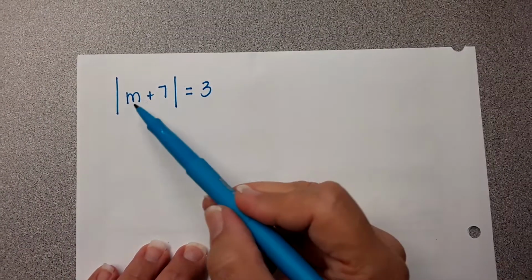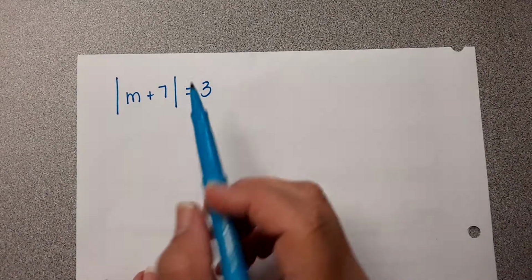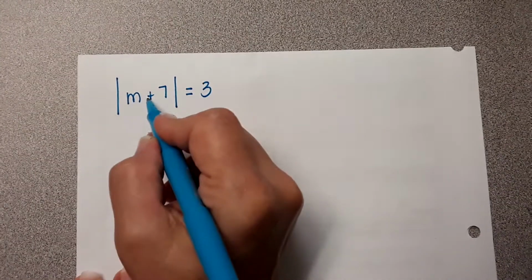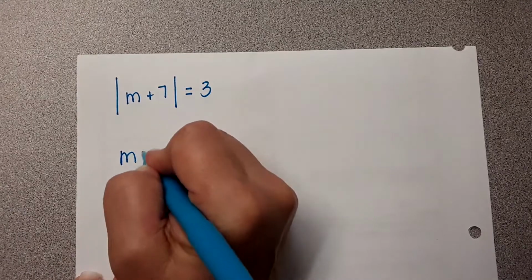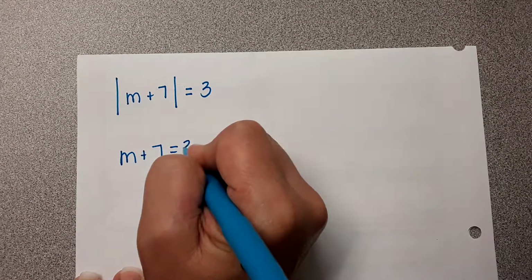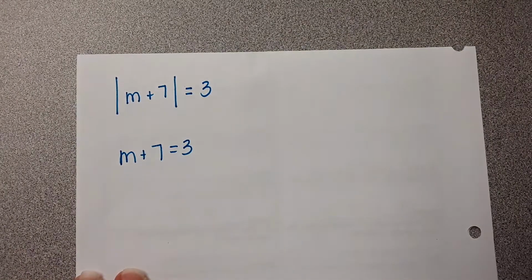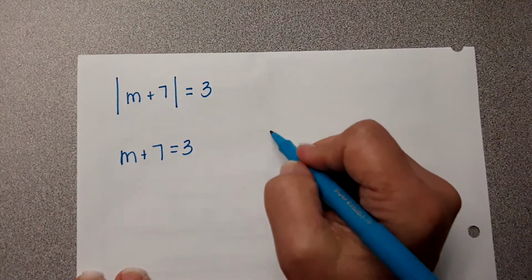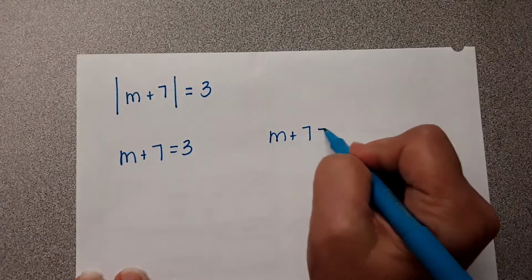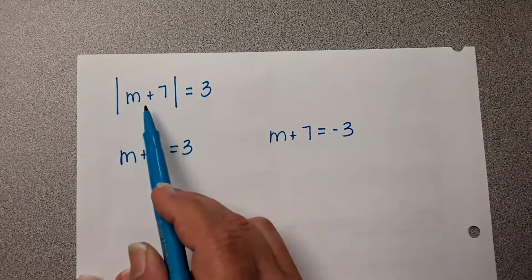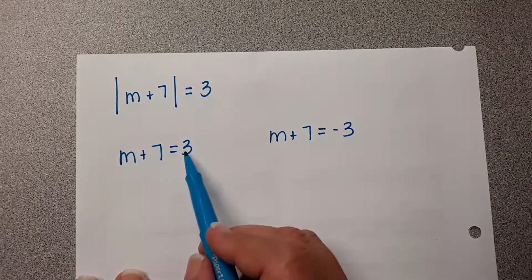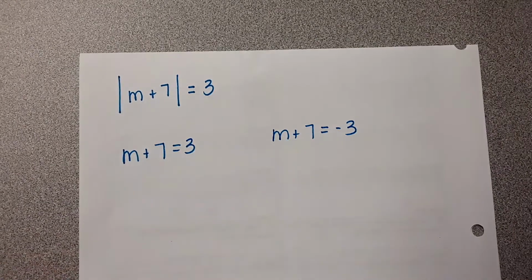Okay, so now we have an m plus 7 equals 3. So what I'm going to do is I'm going to take m plus 7, what's inside the absolute value, and set that equal to positive 3, because that can equal positive 3. Or I'm going to take what's inside the absolute value, and I'm going to set it equal to a negative 3, because the absolute value of negative 3 is 3. The absolute value of 3 is 3. So it's the same thing. It's just you can have different numbers.